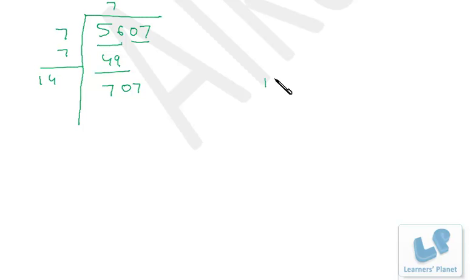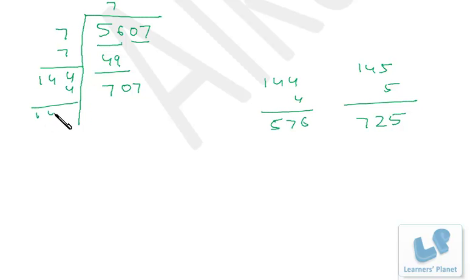So here it's 144 into 4, 145 into 5, 725 will be greater than 707, so we have to take 144 into 4. So that's 576. Now we are left with 7 minus 6, 1, 10 minus 7, 3, 7 minus 6, 1, 131. Okay.